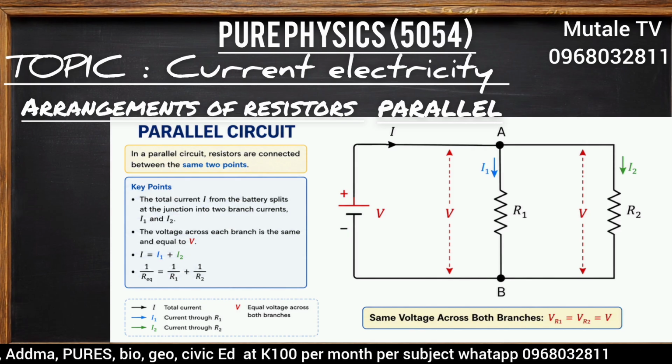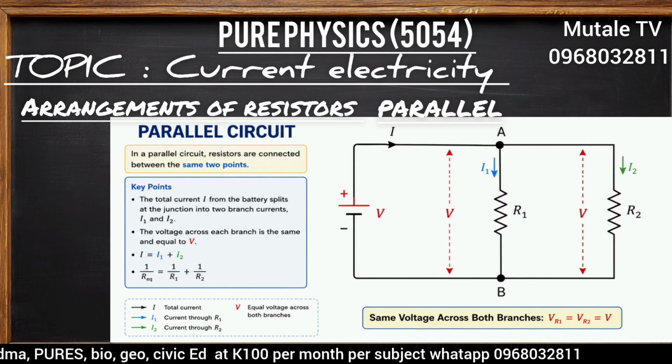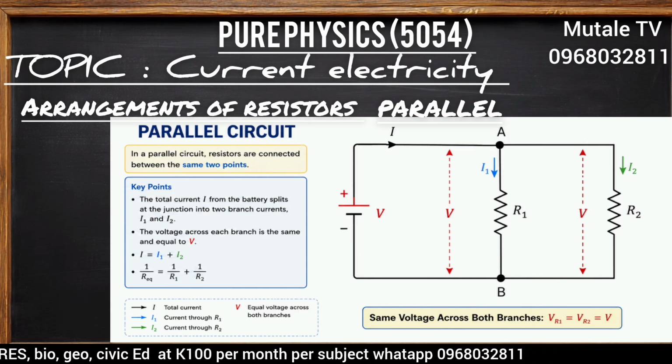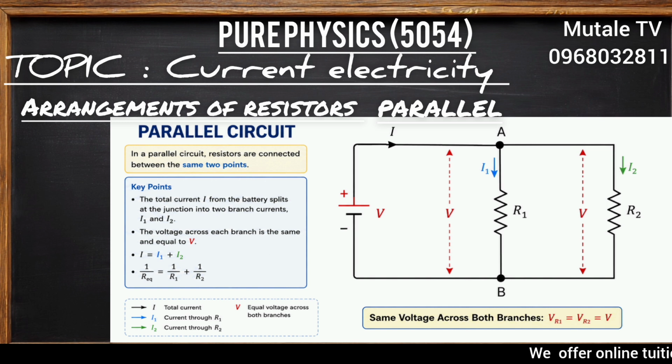But if not, you use the one we started with at first: 1 divided by R is equal to 1 divided by R1 plus 1 divided by R2. But if you are dealing with just two resistors in a circuit, you can use the last formula, which is R is equal to R1 times R2 divided by R1 plus R2.